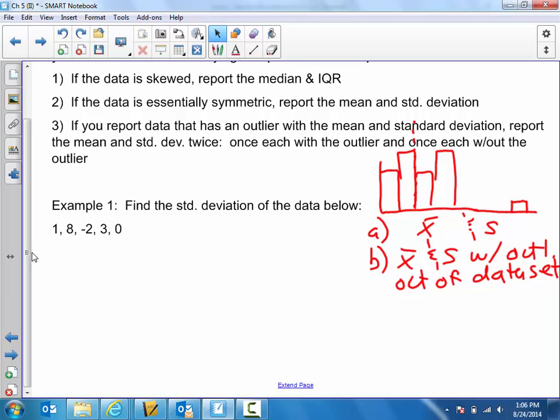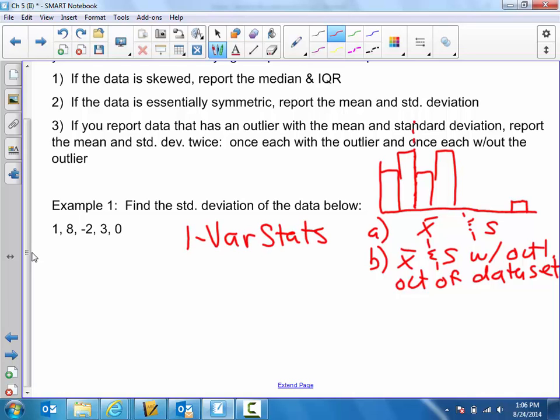Okay? So the easiest way to do that: in one variable stats, if you want to find the mean and the standard deviation for a data set, you can go to one variable stats. After you've entered your data into a list, you would hit, if I remember correctly, 1-Var Stats, and then if your data is in L1, you'll hit L1.